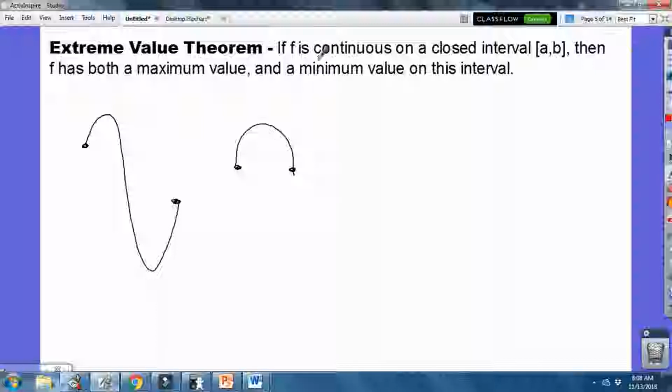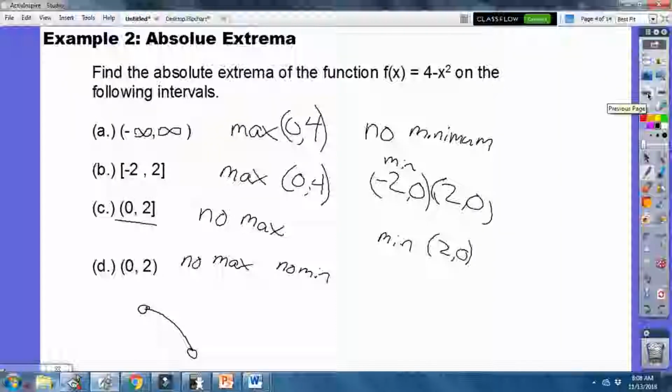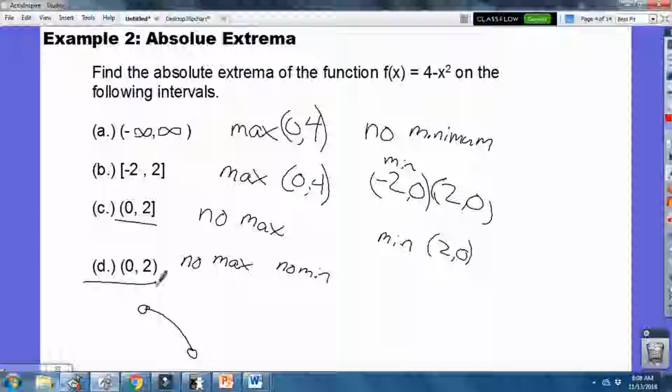A couple important words here are that it's continuous. Because if it wasn't continuous, then there doesn't have to be a maximum or a minimum anymore. Another important word is that it's closed. The closed means that it's got these brackets. We already saw if it's not closed, we have problems. Example D, for instance, had 2 open points. Since it's an open interval, I never touch the max or min. Now, it could have a max and min if it was open.